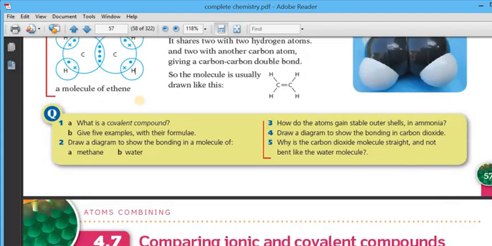What is a covalent compound? Give 5 examples. Right, so that can be your homework also, for those who like always asking, what is our homework? That will be your homework for this week. Just answer all the 5 questions, or you can answer up to number 4. Number 5, I'll explain in the next lesson.